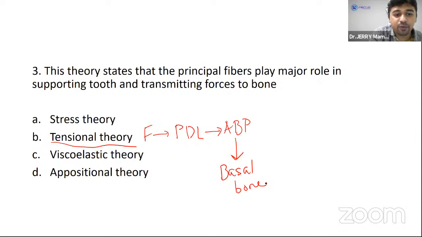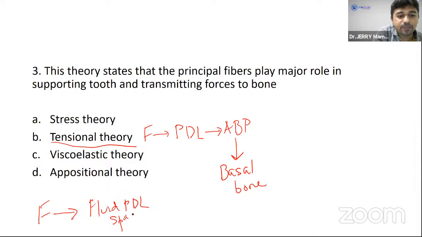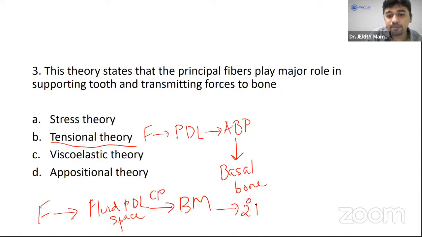In viscoelastic theory, if we want to draw the same, easy to remember, forces acting onto the tooth, what happens? The fluid in the PDL space moves out into the bone marrow through what? Through your cribriform plate. So once the fluid is gone, then the secondary role of the PDL fibers starts. What do they do? They stretch, and what happens?